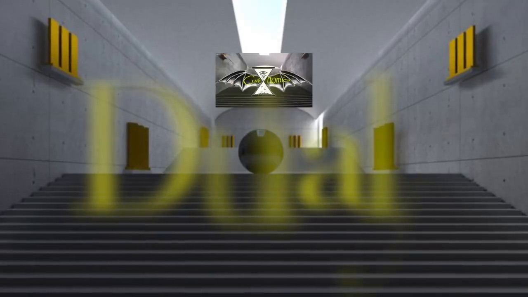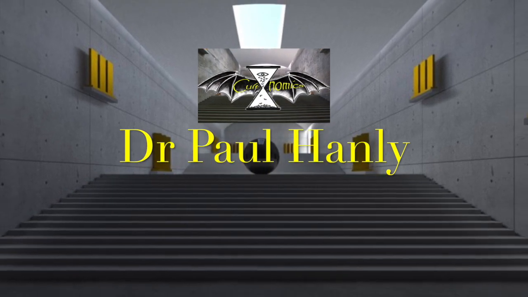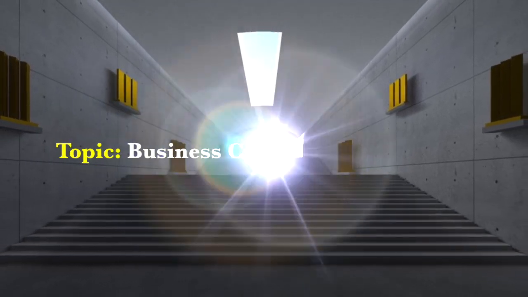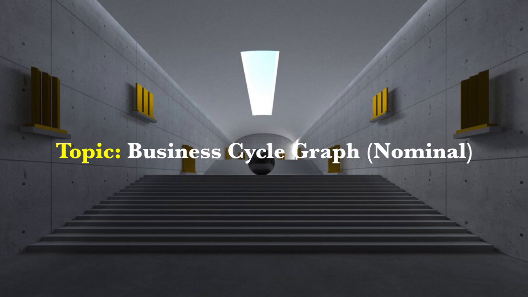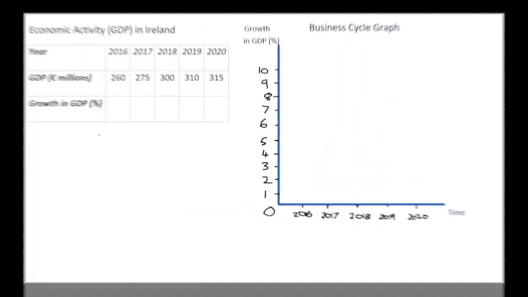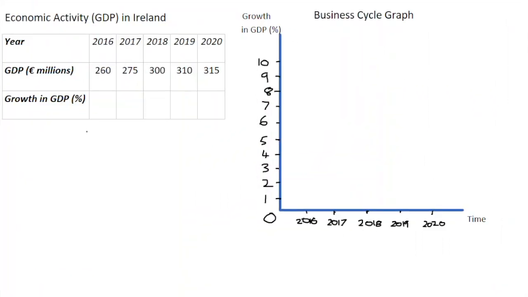My name is Paul Hanley, and today I'm going to be chatting to you about graphing the business cycle. So in this video here, we're going to look at calculating the percentage change in GDP, and this will be in Ireland, and we will see how we can map this out onto what we call our business cycle graph.